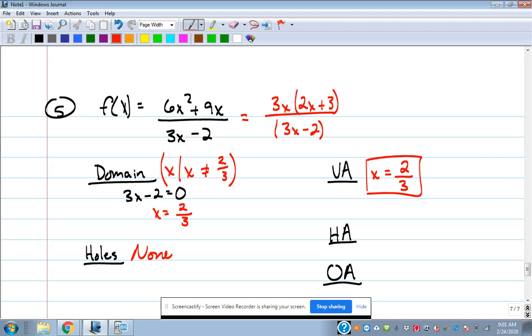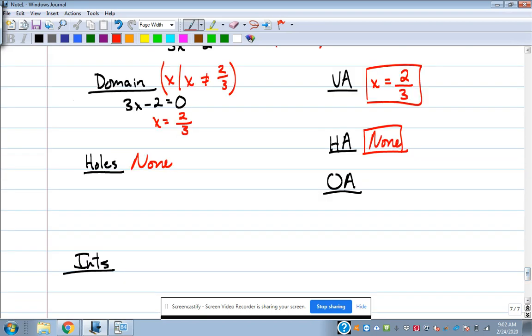Now, degrees, horizontal and obliques. Since nothing canceled, I'm going to go back to the original. The degree of the numerator in the original is 1 more than the degree of the denominator. So that means horizontal asymptotes don't exist, and obliques do. Oh, long division. Nobody likes long division.